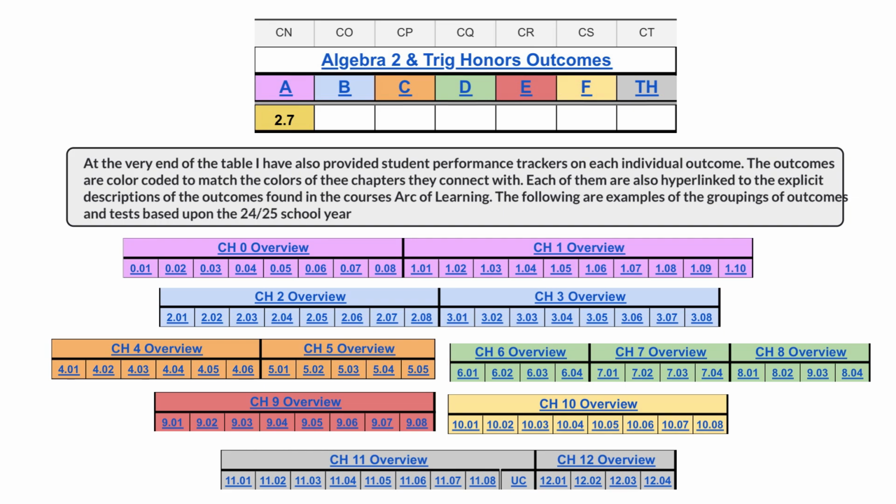So each of these letters is hyperlinked to the individual description of that specific outcome, which is on my arc of learning. So if you or a student or anyone wants to go into an explicit deep dive as to what content you need to make up to earn a specific outcome score to get an exact value on your semester 1 or semester 2 grade, it is calculated based upon these values.